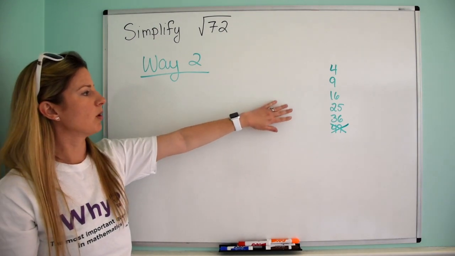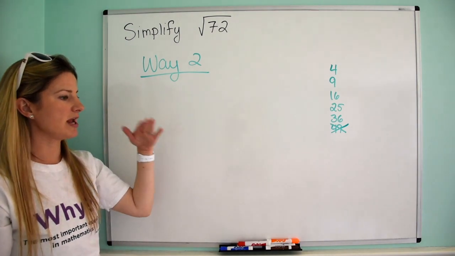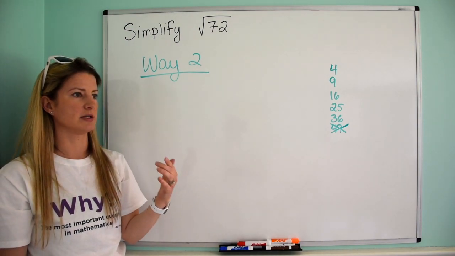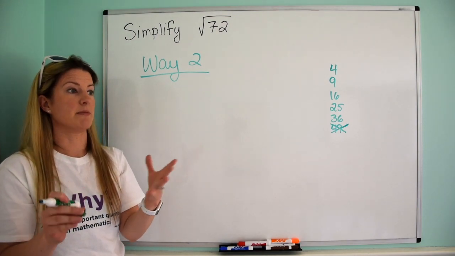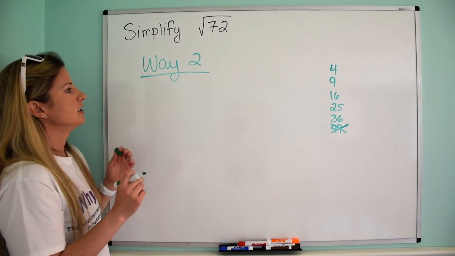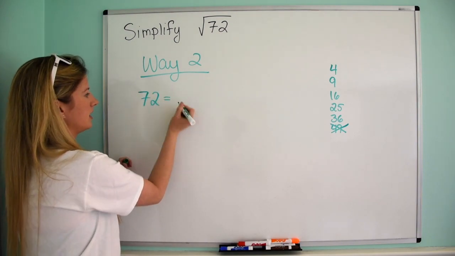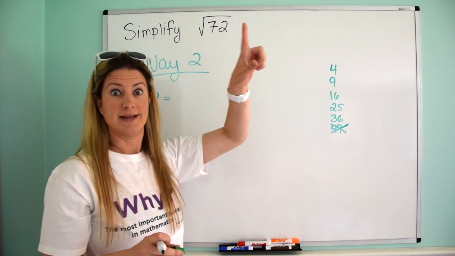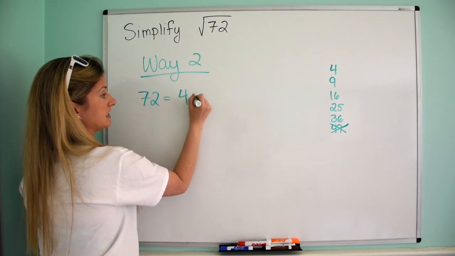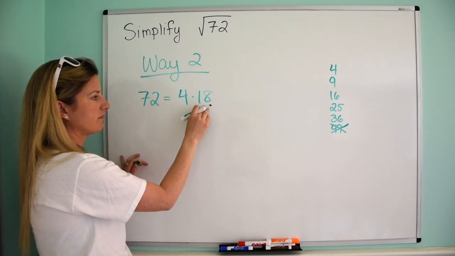So what we're going to do is look at all of these perfect squares and say, can I write 72 as a product of its factors, where some of them are perfect squares, okay? So let's think about this. Well, how could I write 72? Okay, I could write it as, does 4 go into 72? It does. Okay, I could write it as 4 times 18.